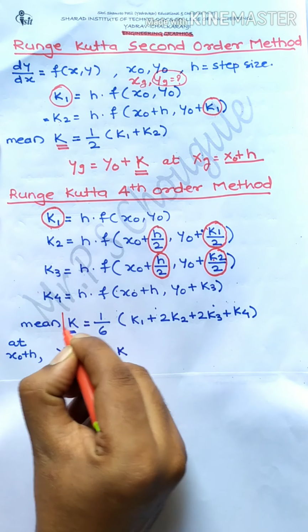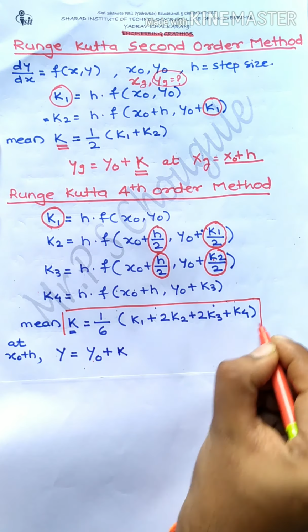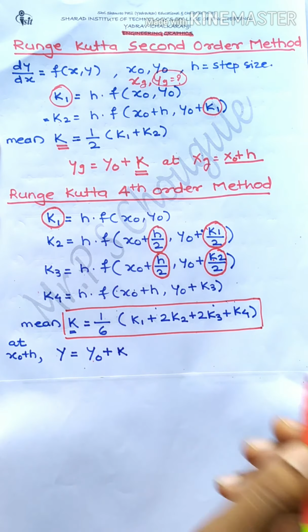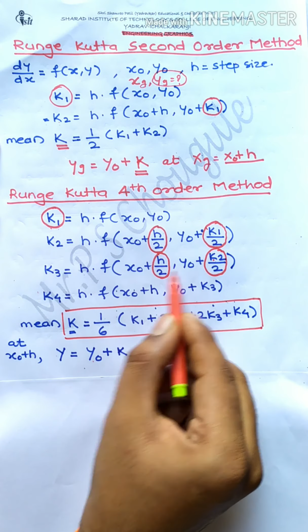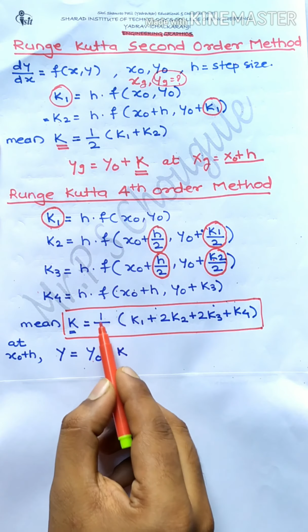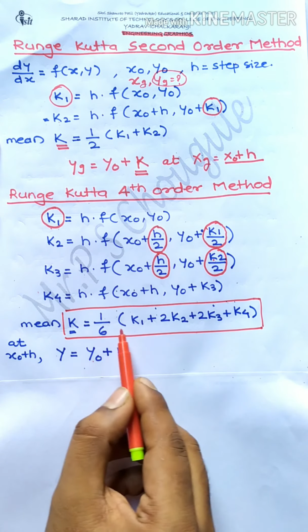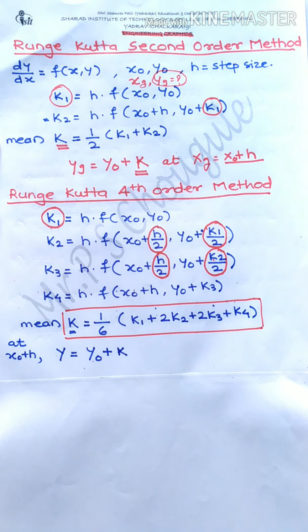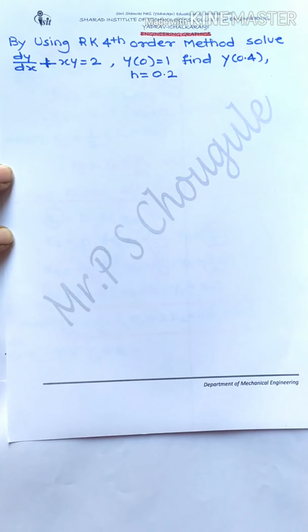Now remember this is the main formula. Since we have taken different values of x here, that's why the mean should not be like the regular method. It will be 1 upon 6 into bracket k1 plus 2k2 plus 2k3 plus k4. So we will take one example. So this one is the problem.